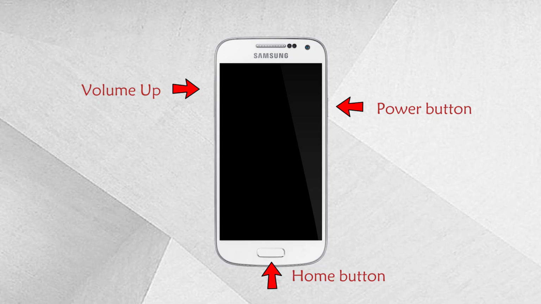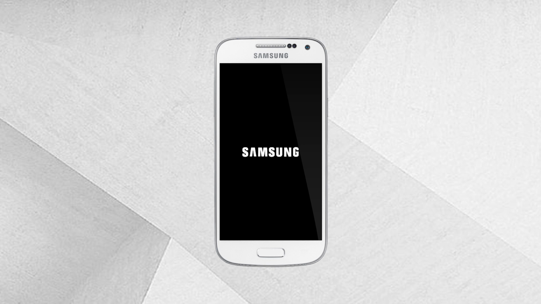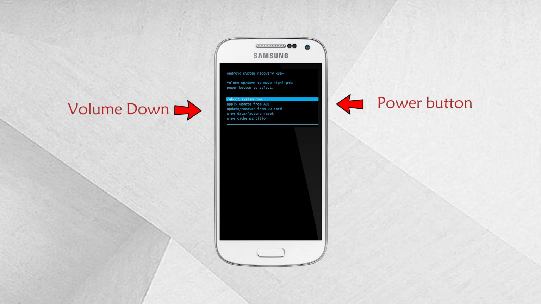Step 1. Hold and press volume up plus home plus power simultaneously until the Samsung word appears. Step 2. Release the buttons when you see the logo. Step 3. Use the volume buttons to choose wipe data factory reset and then press the power button.